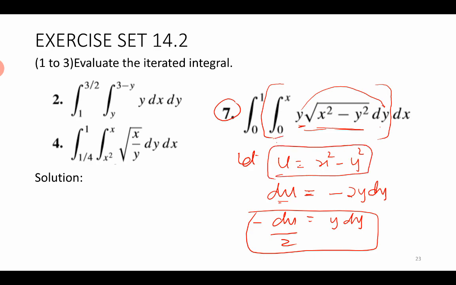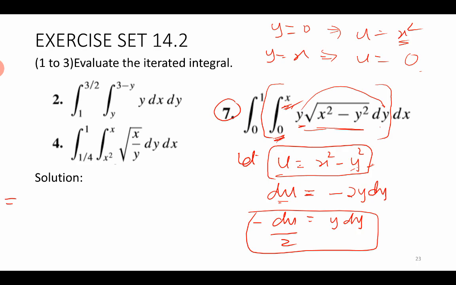When y is 0, y is equal to x, isn't it? y is 0 gives u is x squared. y is equal to x, the limits of y is given here. y is equal to x gives u is 0 because x squared minus x squared is 0. So it is from x squared to 0. Lower limit x squared, upper limit is 0.